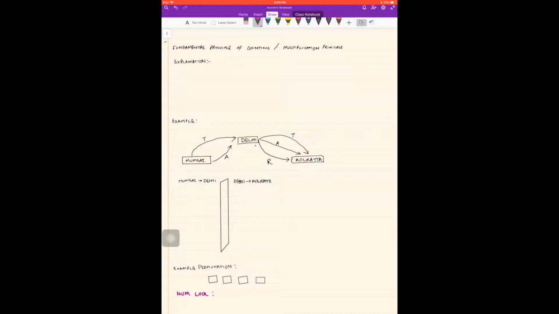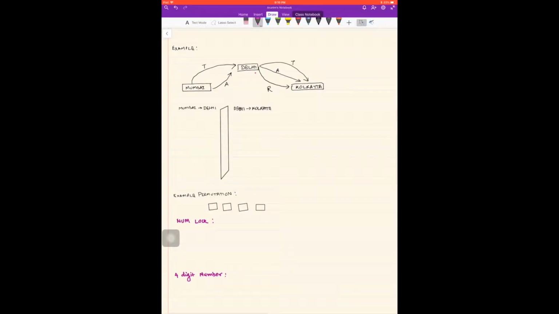The fundamental principle of counting, or multiplication principle, says that if there's a task 1 which can be done in m ways, and there's a task 2 which can be done in n ways, then task 1 followed by task 2 can be done in m cross n ways. It looks a bit simple. Some students may find it complex, but we'll go through the example and it will become clear. Let's take an example.